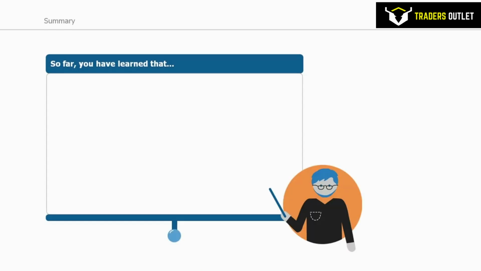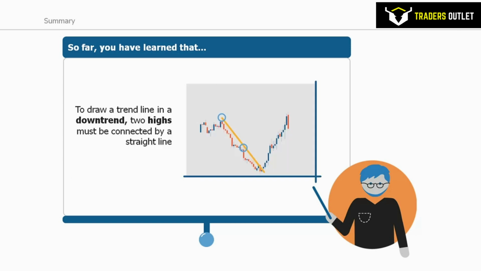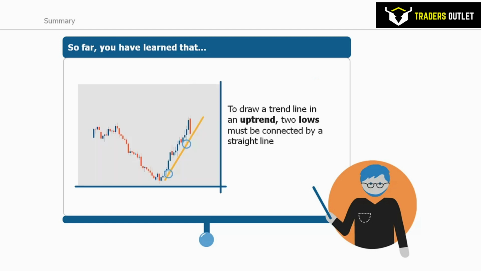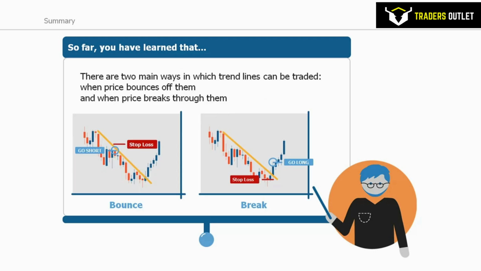This concludes the Trading with Trend Lines video. So far, you have learned that trend lines are support or resistance lines drawn at an angle. They are used to show the current market sentiment and find entry points for trades. You also learned that to draw a trend line in a downtrend, two highs must be connected by a straight line. To draw a trend line in an uptrend, two lows must be connected by a straight line. Furthermore, you saw that the more often price touches the trend line, the more valid the trend line becomes. And you also learned that you can trade the bounce and the breakout.